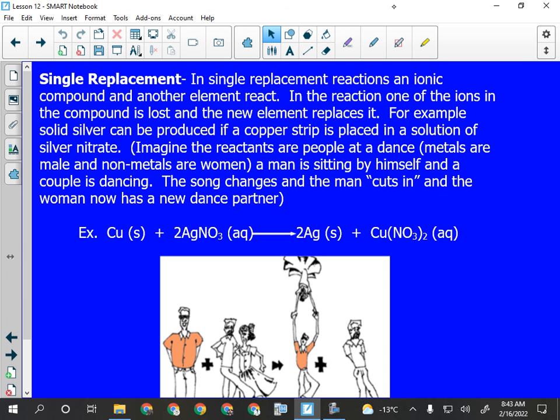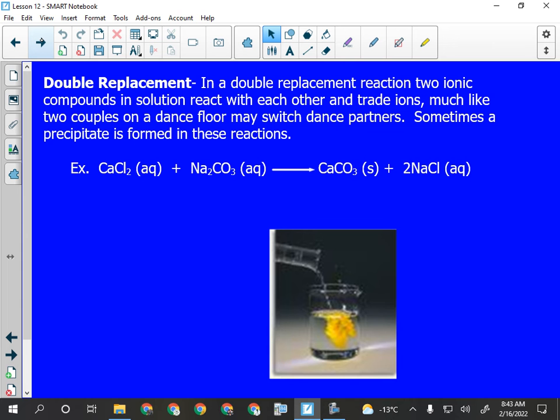So the last kind of reaction is double replacement. In a double replacement reaction, you have two ionic compounds reacting. Replacement reactions, again, always involve ionic compounds. In a double replacement reaction, two ionic compounds react, and they form two new ionic compounds. Essentially, what happens is the metals switch places. So we can see that on the reactant side, calcium is with chlorine, but on the product side, it's with carbonate. And that's because sodium was with carbonate on the reactant side, and now sodium is with chlorine.